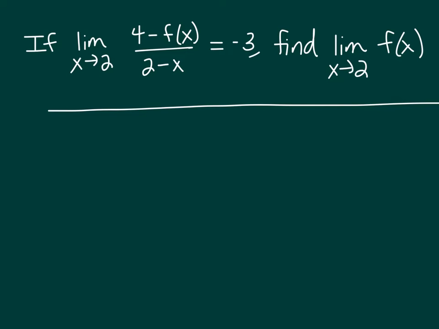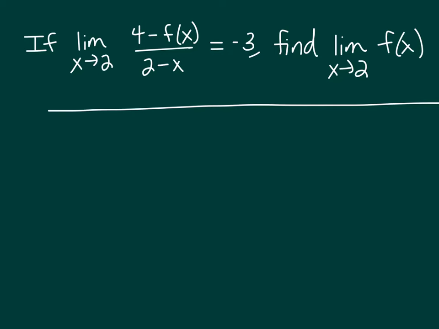In this problem, we're going to find this limit of a function f as x approaches 2. But we're not given what f is. Instead, we're given one other piece of information about it, and that's that the limit as x approaches 2 of (4 minus f) over (2 minus x) is actually negative 3.